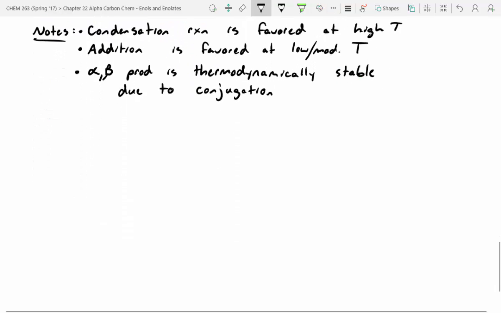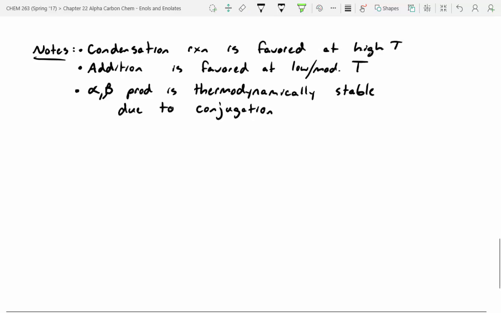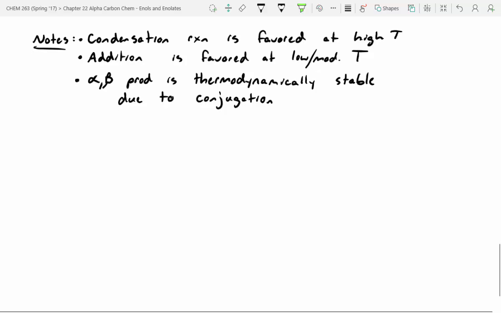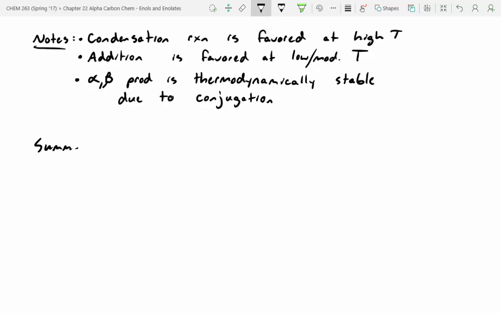Does the high temp also favor the hydroxide kicking off as a thermodynamic product? Yeah, because it's a thermodynamic product, heat favors it. Okay, so let's just do a summary, because students get really confused about all this. I'm not going to go through and do the full mechanism.